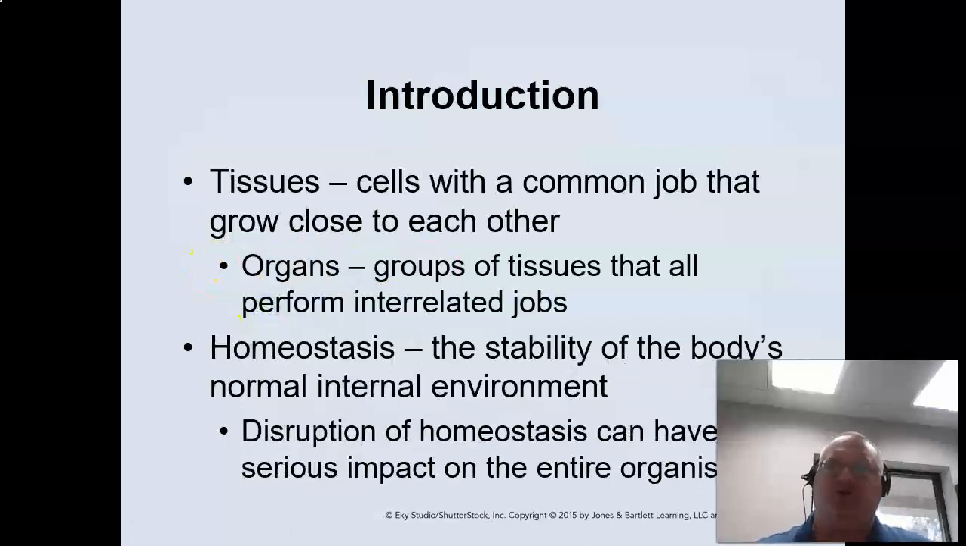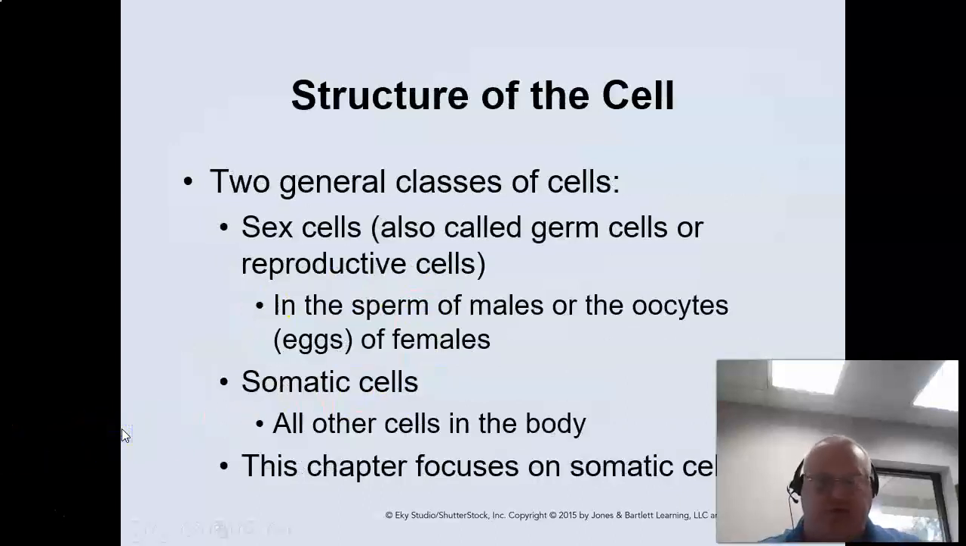So again, tissues are the cells that have a common job. We talked about this last time, in chapter 1, and then the tissues become organs. The organs become organ systems, then become organisms. But we're constantly battling for this thing called homeostasis, where we're trying to return to a normal state, or what the cells think is a normal state. But when you have a disruption of homeostasis, you can have a serious impact on the entire organism. Kind of goes without saying.